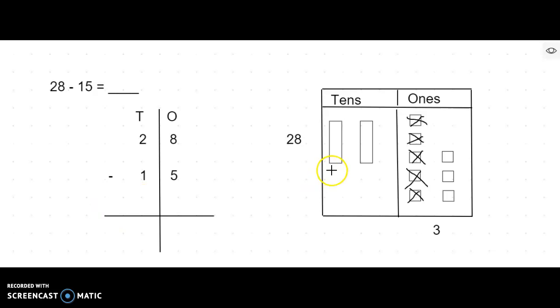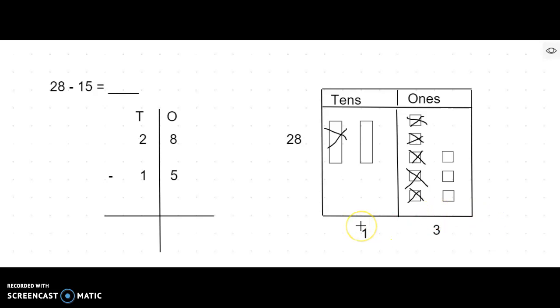Now that I've subtracted my ones, let's move on to my tens. In 28, I have 2 tens, but I'm being asked to take away 1 ten. So let's look here. I have 2 tens here. I'm being asked to take away 1. So I'm going to cross out 1 of my tens. Now that I've crossed out 1 of my tens, I see I have 1 ten left.